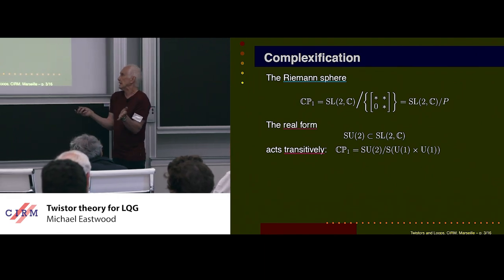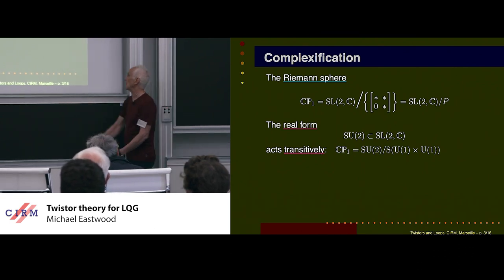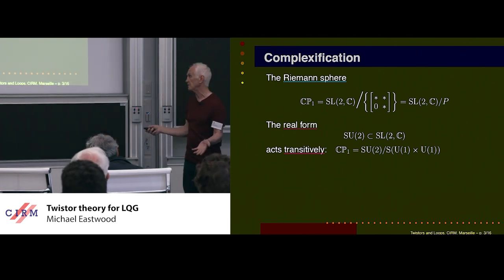It means that mathematically CP1 is also, you can think of it as this homogeneous space. If you want to think of it as a Riemannian manifold, that's how you should think of it.